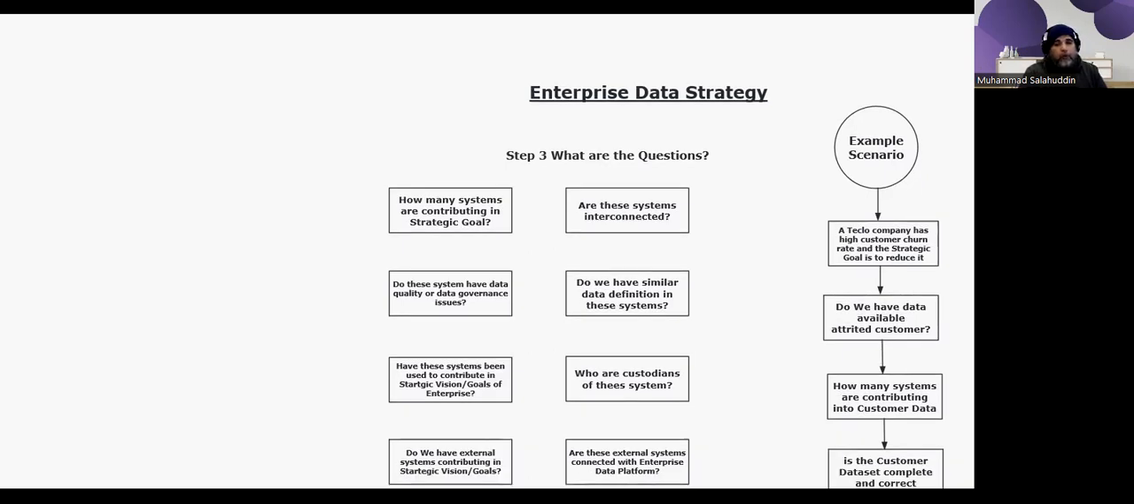Third step, a very important one: do these systems have data quality or data governance issues? That's a very, very critical point, and it's one of the biggest challenges the industry is facing at the moment, due to the lack of mature data processes in the data landscape. One of the major reasons is that data is so complex in nature that organizations are struggling to maintain its quality.